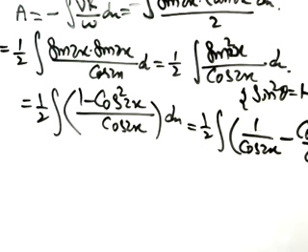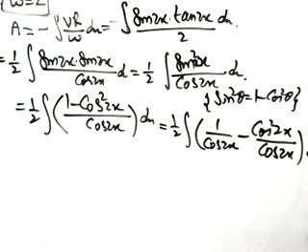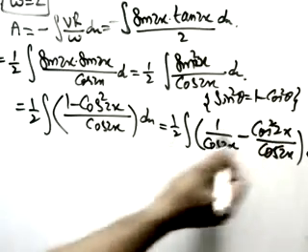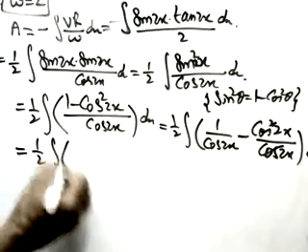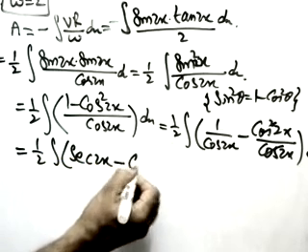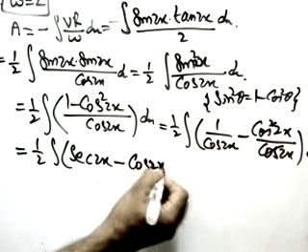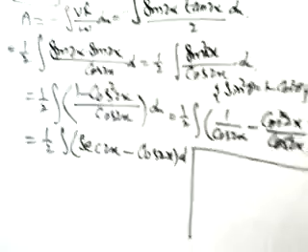Sorry, let me make the board bigger. You see here, next question, watch carefully. Now you see here we can cancel this cos and square, and 1 by cos will be secant. 1 by 2 into integration of secant 2x minus cos 2x dx.